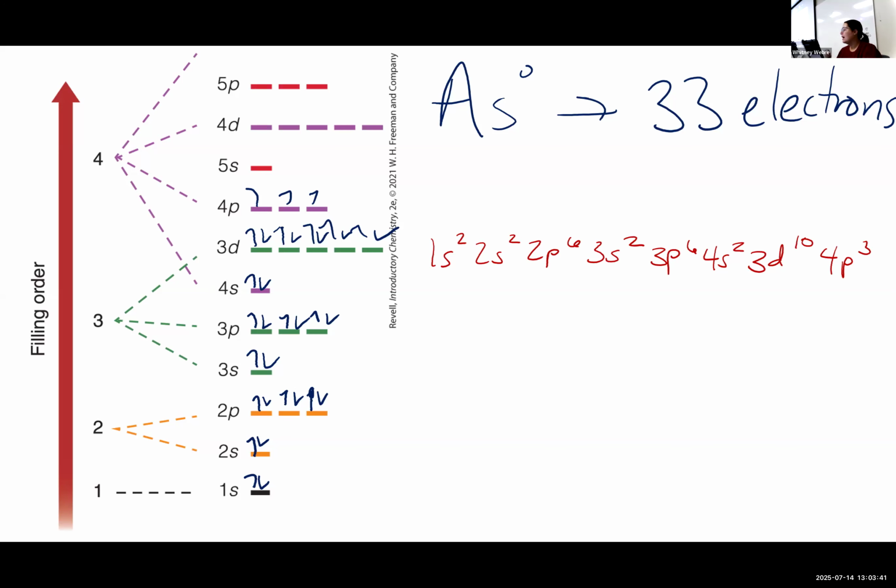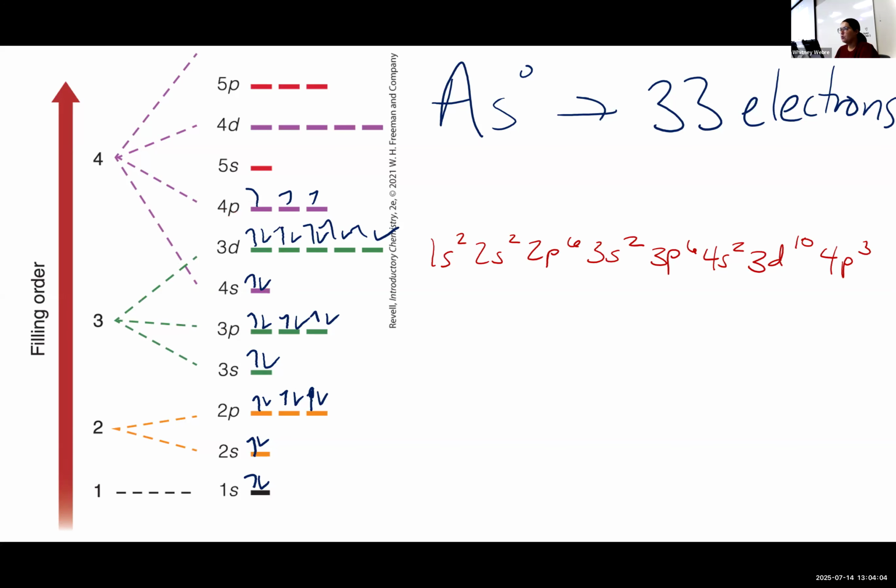I will also point out that 3d is higher in energy than 4s. I'll show you why in a little bit, but as long as you're following low to high, you will always get it right. Don't try to get yourself confused about the difference in these numbers here. Just follow this trend.